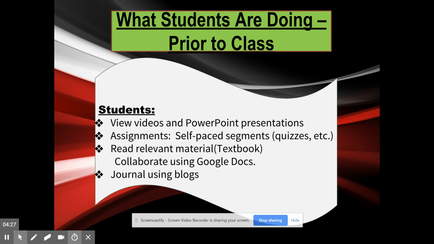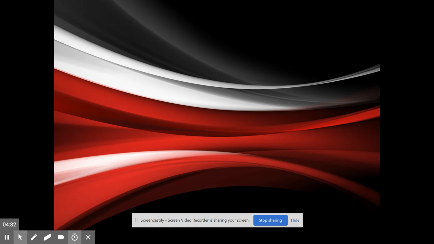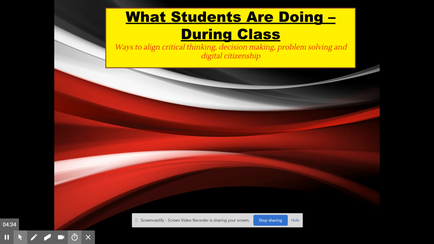All right, so read relevant material. These are the different ways your teachers can flip a classroom, or in college, your professors can flip a classroom. What students are doing during the class.